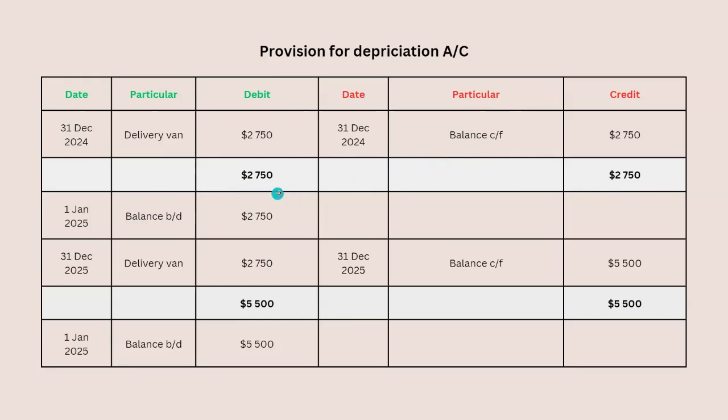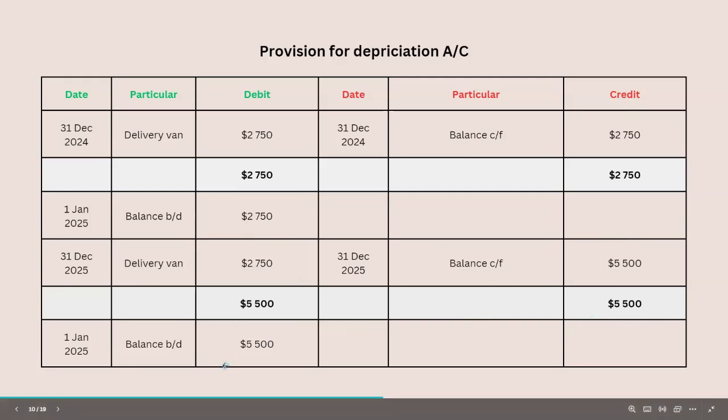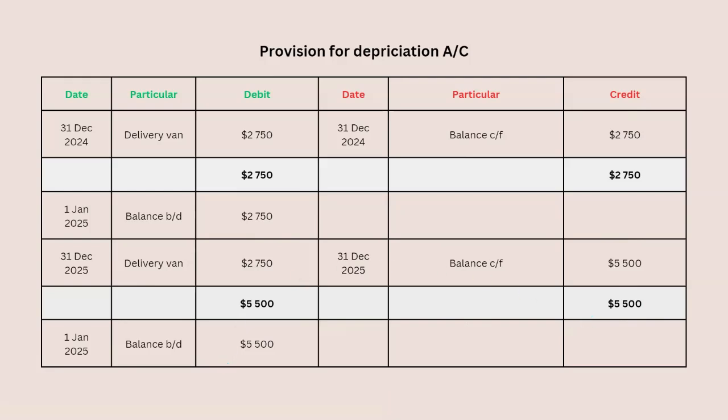So I'm going to bring this down here. The balance brought down is 2750. That's already there in the provision for depreciation account. And in 2025, I put the entry again for the delivery van depreciation, that's 2750. Now the sum of 2750 and 2750 is 5500, to balance both of them. Now this accumulated depreciation goes to the next year. So this is how you're going to record the provision for depreciation in the account.